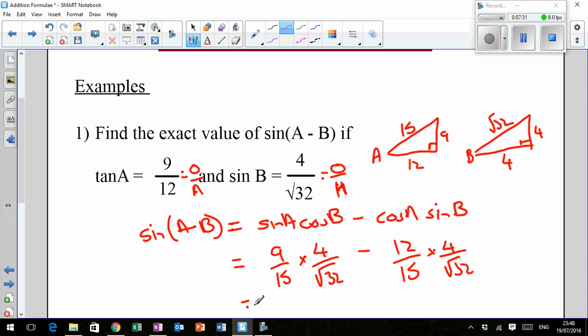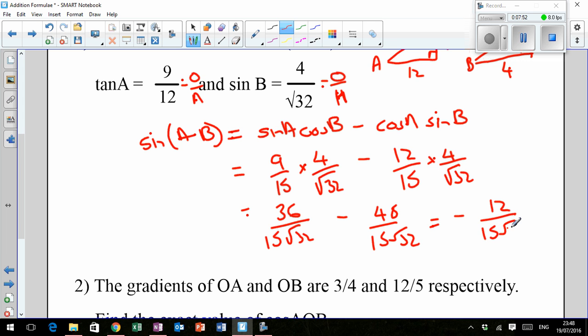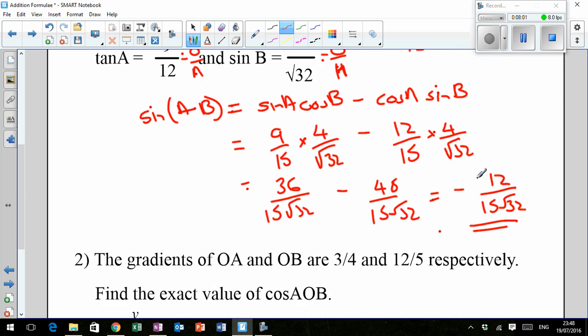And then just multiply out, that's 36 over 15 root 32, subtract 48 over 15 root 32, which is equal to negative 12 over 15 root 32. Okay, and that's you. Well, actually, it simplifies a bit more, but I'm not going to bother doing that on the video.